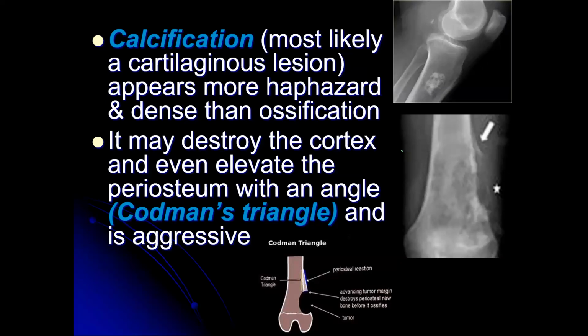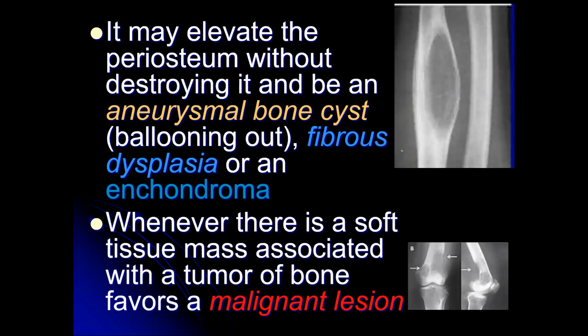It may elevate the periosteum without destroying it and be an aneurysmal bone cyst, what we call ballooning out, like a balloon being inflated from the bone. Or it can be a fibrous dysplasia or an enchondroma, as I mentioned. Whenever there is a soft tissue mass associated with the tumor, it favors a malignant lesion.